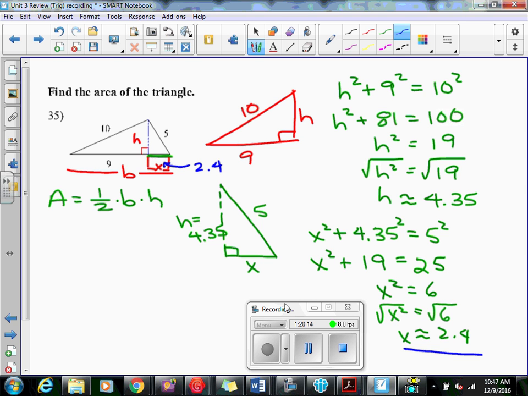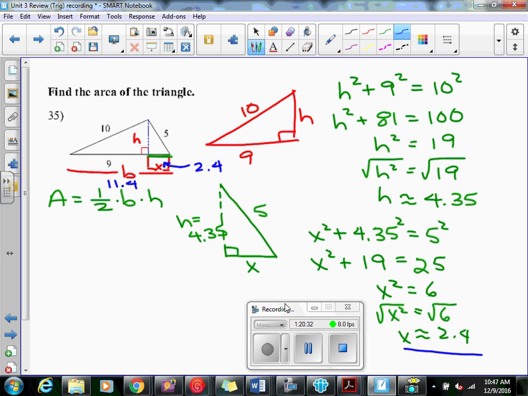The x is approximately 2.4. If I put that back in this picture, 9 plus 2.4 is the length of the entire base. What is the length of the base? 11.4. All right, so 11.4 is the length of the base. We found the height a little while ago is 4.35.